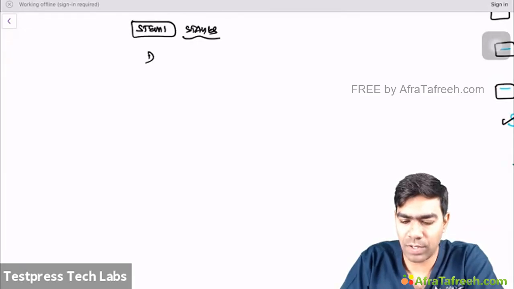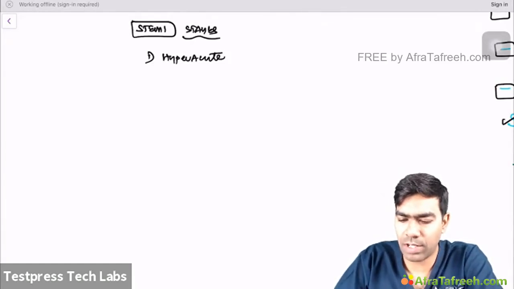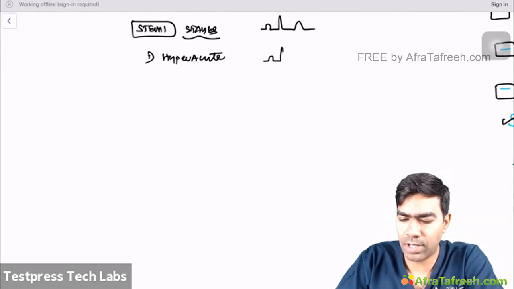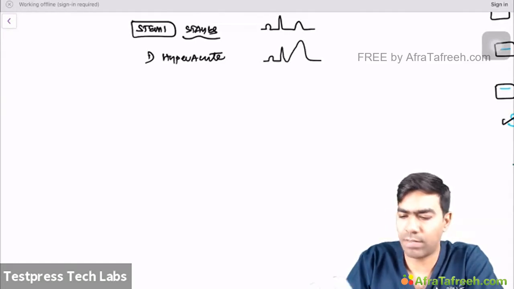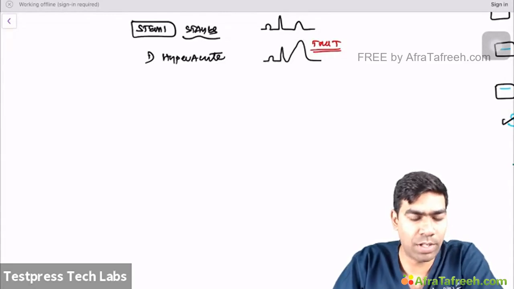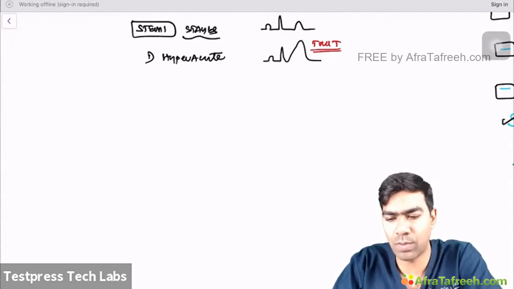The first stage, we call it the hyperacute stage. During the hyperacute stage, your ECG will be like this. For comparison, let us draw the baseline ECG like this. In the hyperacute stage, you're going to get this kind of tall T waves. Let me tell you the definition of tall T waves later on when I discuss hyperkalemia. So tall T is what you will get.